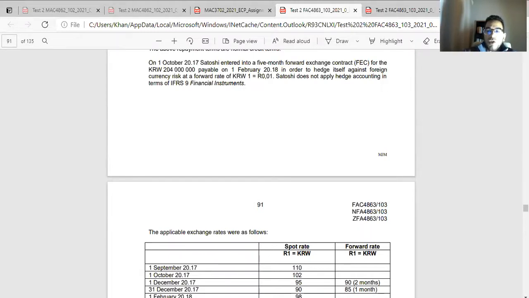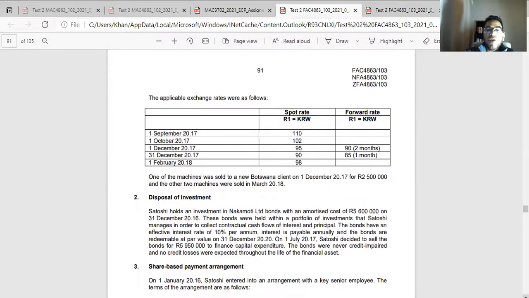Then what will also impact profit or loss is the sale of 2.5 million as well as the cost of sales relating to the machine. How are we going to know what's the cost of sales? We're simply going to say 204 times the exchange rate at the date when we recognized inventory on 1 October 2017. So just take note of that.